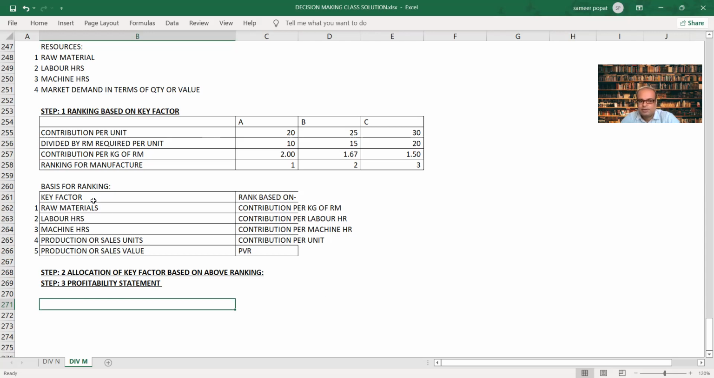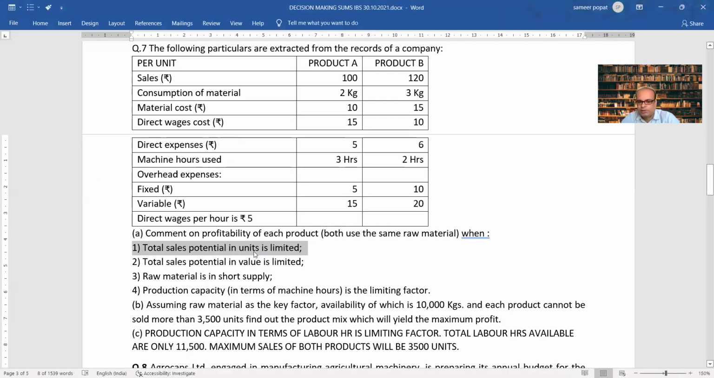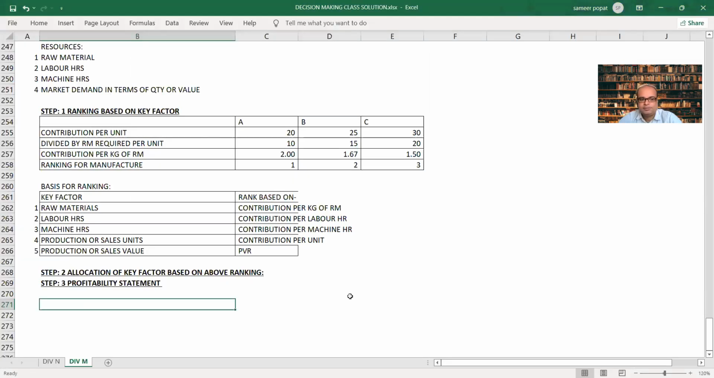Anybody? Based on different key factors, the rank that should be given is given here. So if sales potential in unit, that is sales unit, is a limiting factor, what should be the base for giving the rank? Contribution per unit. Perfect. Here sales unit is a key factor, so we are going to give the rank based on contribution per unit.